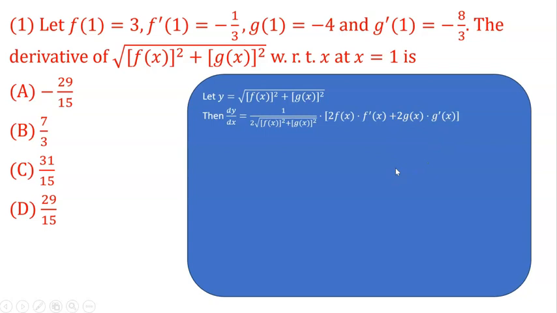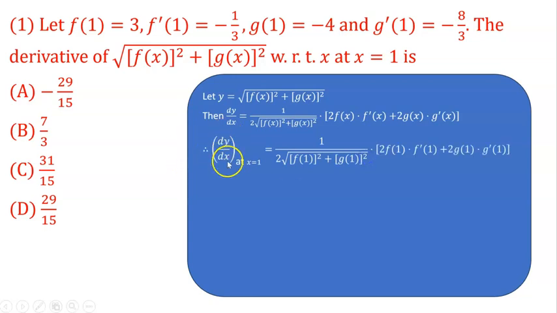Now we'll substitute the values of f(1), g(1), f'(1) and g'(1). Therefore dy/dx at x = 1 is equal to 1 upon 2 times the square root of [f(1)]² + [g(1)]², into [2 times f(1) into f'(1) plus 2 into g(1) into g'(1)], where x is replaced by 1.